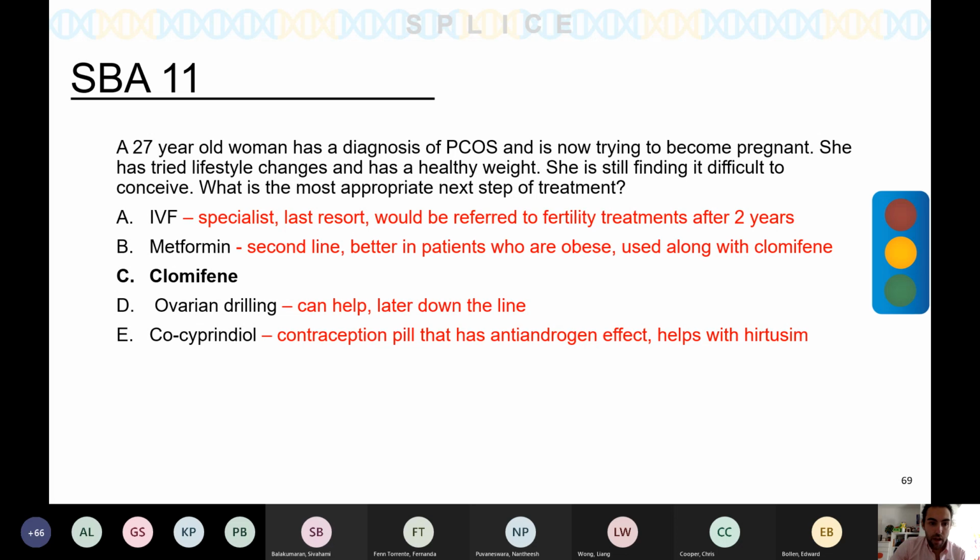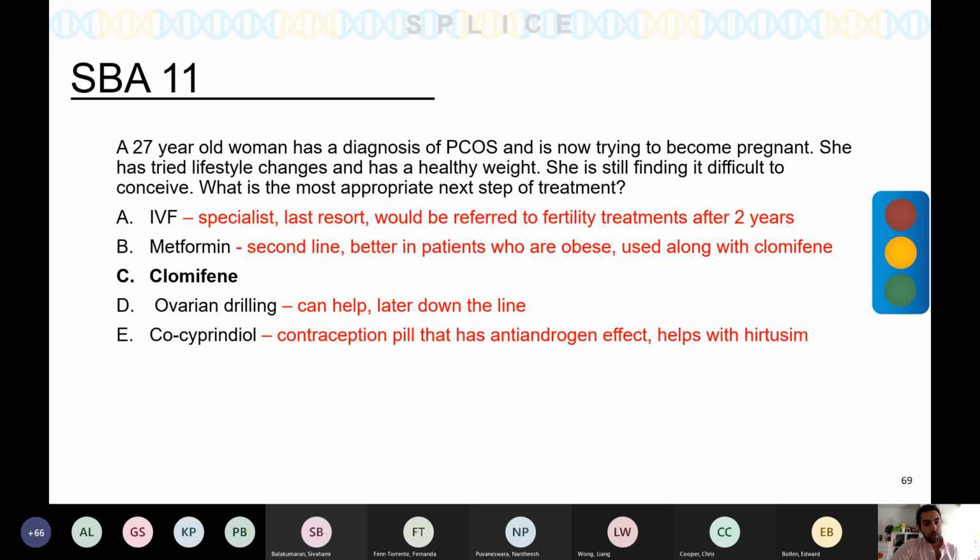so basically, if they want to conceive and they find it difficult to conceive, then you give clomiphene. That just sort of helps. Metformin is second line, better in patients who are overweight. Sometimes they use it alongside. I've explained why each one and where it is used.